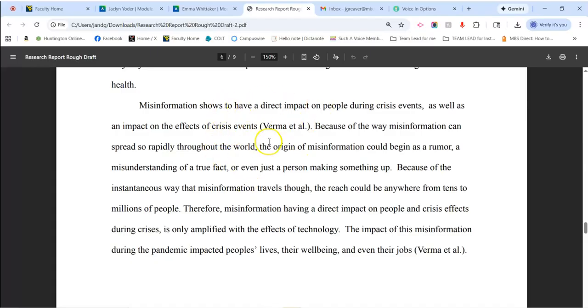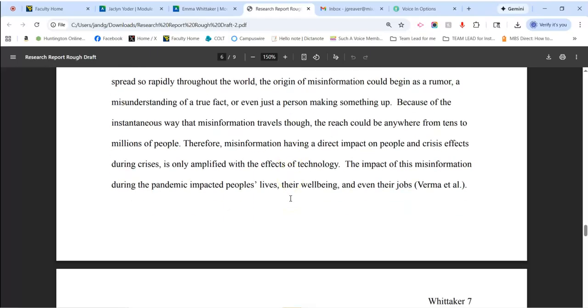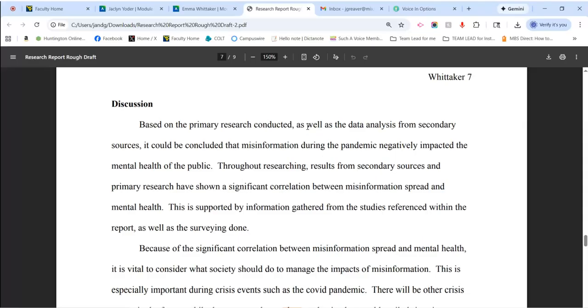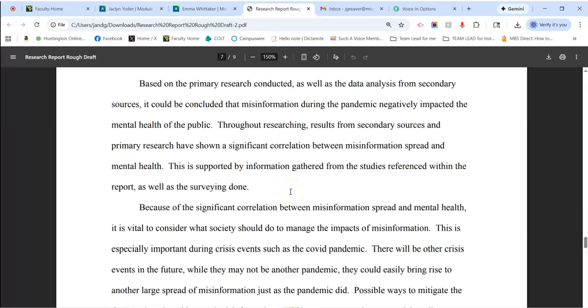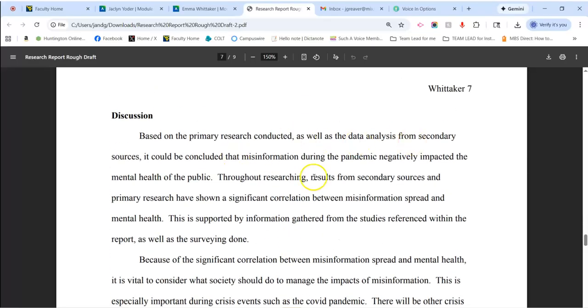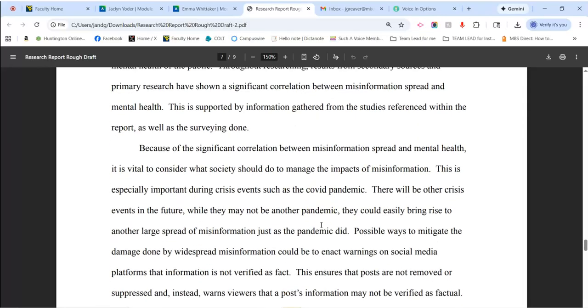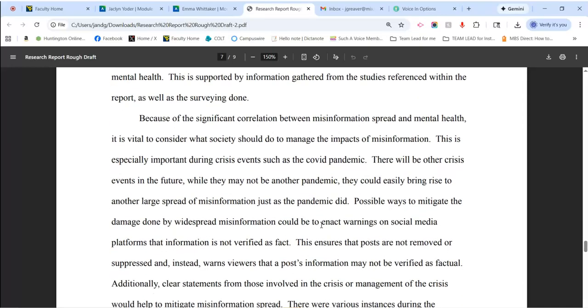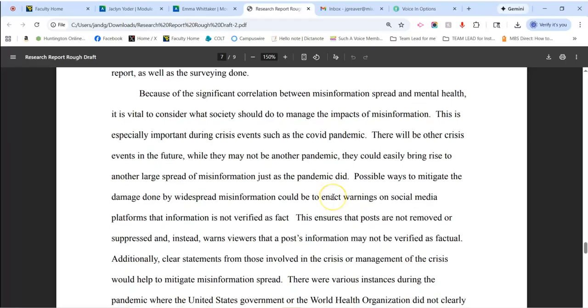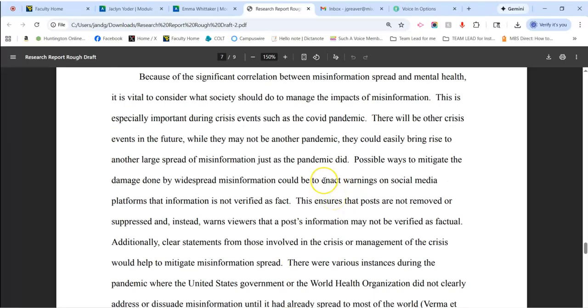Then you talk about the misinformation, the implications, and what it affects. So that's good. And then here's your more detailed discussion of what it all means, what you want your audience to get out of seeing all that source material in your findings.